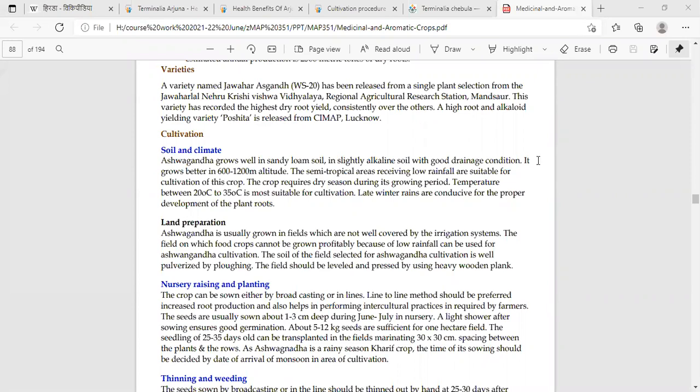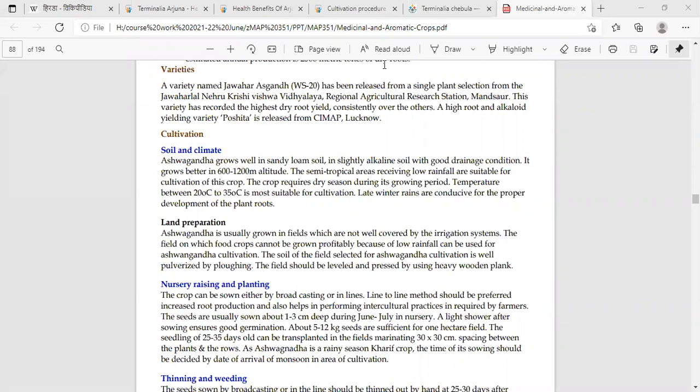Then land preparation. So like our other cultivated crops, this ashwagandha plant also requires land preparation. Ashwagandha is usually grown in fields which are not well covered by an irrigation system. Means it is basically a dry season crop, or we can say a dry climate is required. So no high quantity of irrigation is required. The field on which food crops cannot be grown profitably because of the low rainfall can be used for ashwagandha cultivation. So most of the dry area is suitable for the cultivation of this ashwagandha plant.